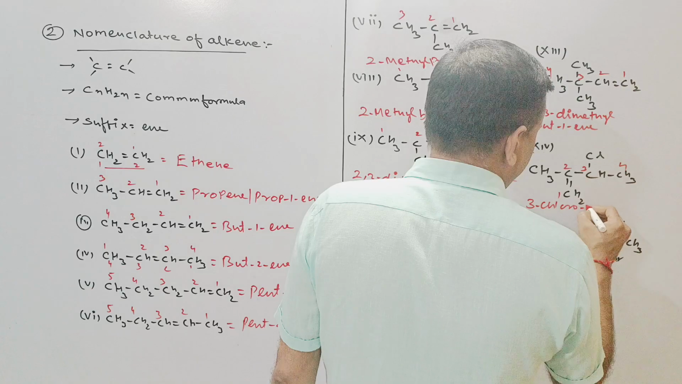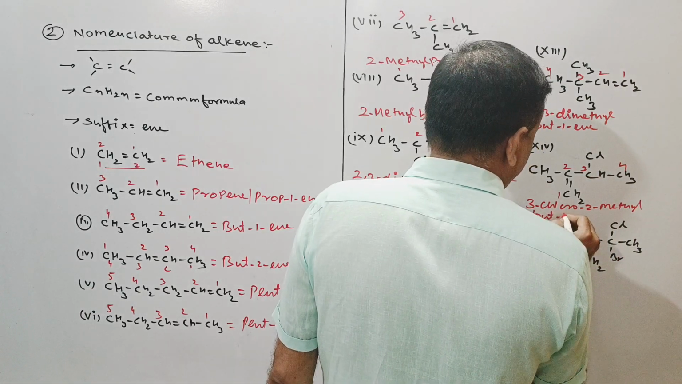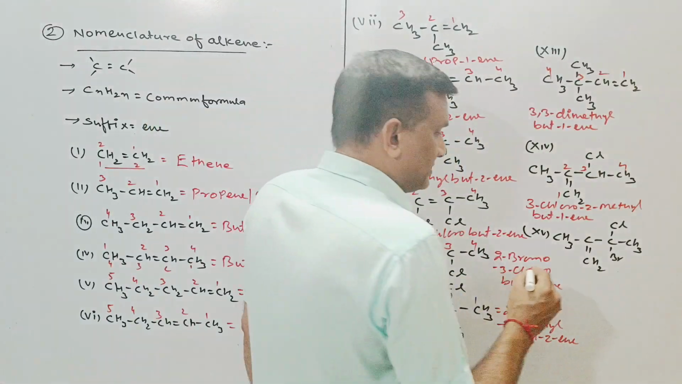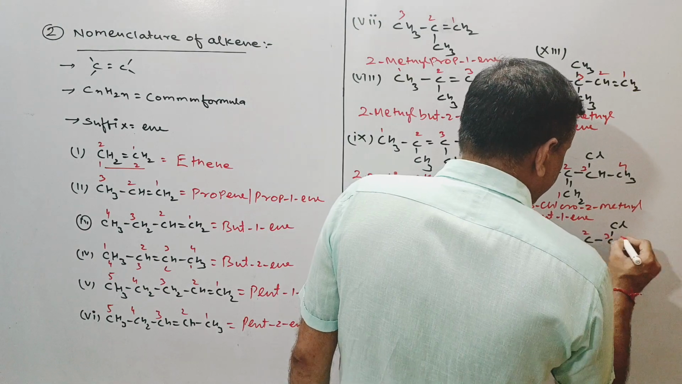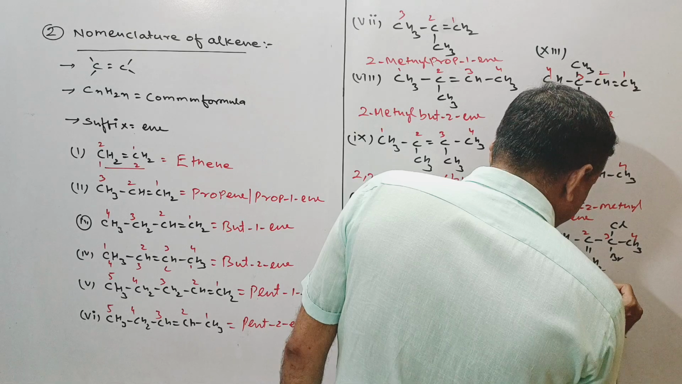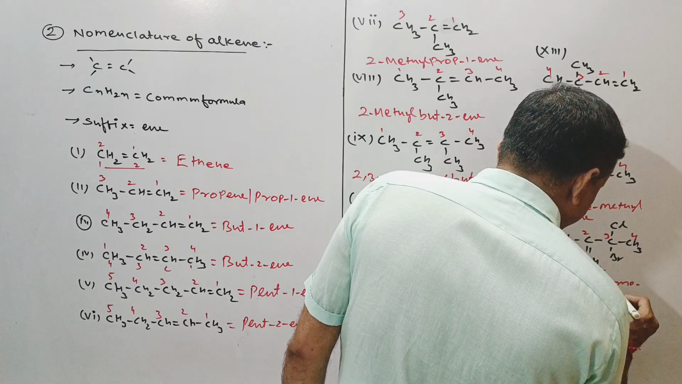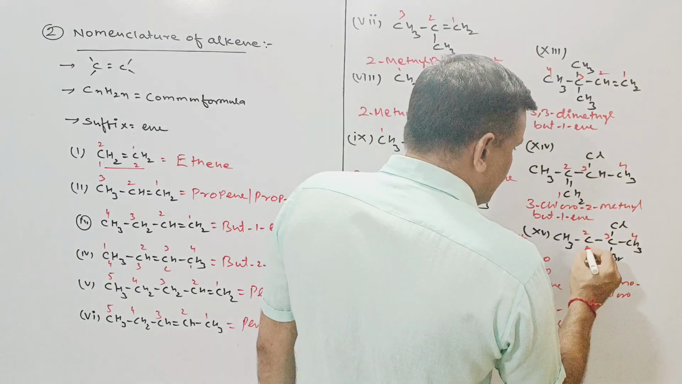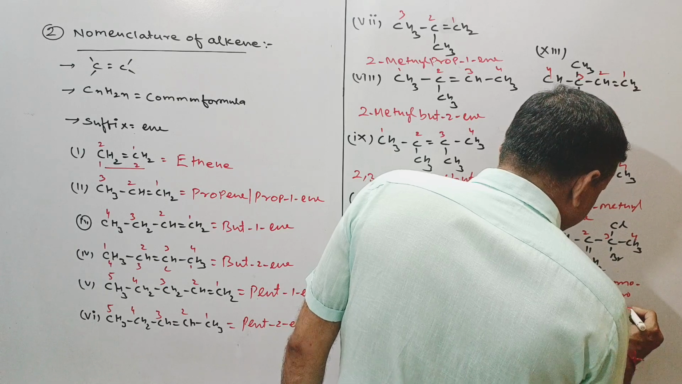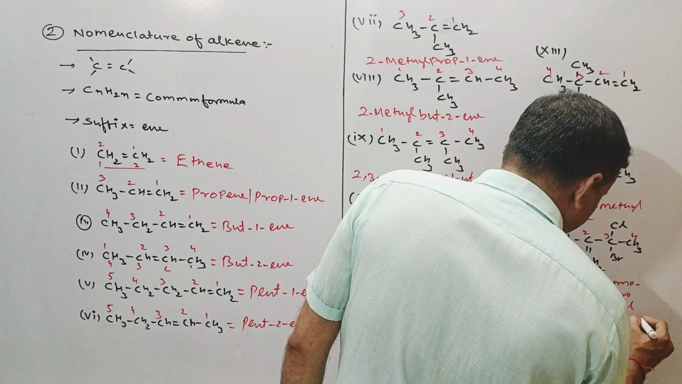This is the 2-methyl. There are 4 carbons in the chain but at number 1 position there is a double bond, so it will be but-1-ene. For this it is 1, 2, 3 and 4. At number 3 position there is the bromo, so 3-bromo. Here is the 3-chloro, 3-bromo. This is the 2-methyl. There are 4 carbons in the chain, so but, and at number 1 position there is the double bond, ene.